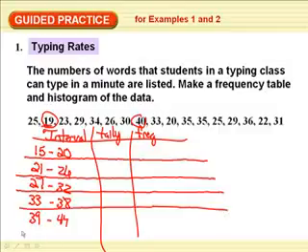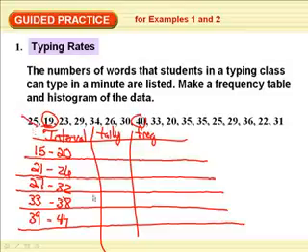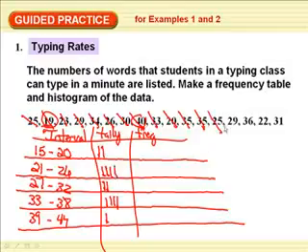And then we're going to go through, look how nice I'm making those straight lines. We're going to tally. 25 goes there. 19 there. 23 goes there. 29 goes here. 34, 26, 30, 40 down here, 33, 20, 2 35s, 25 right there, 29 there, 36 right here, 22 there, and 31 right there.